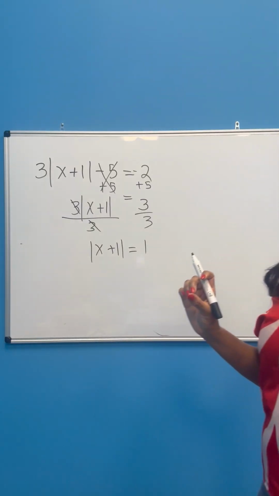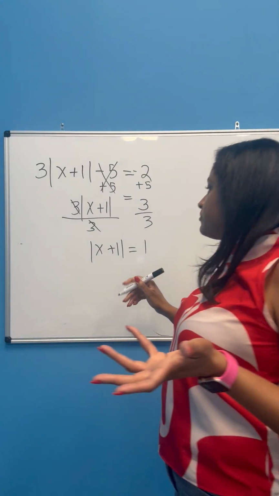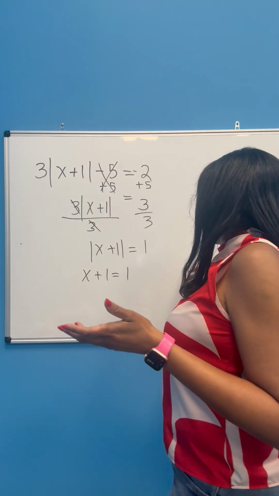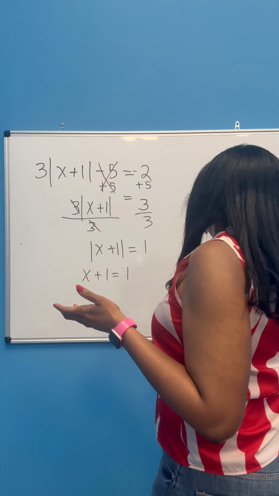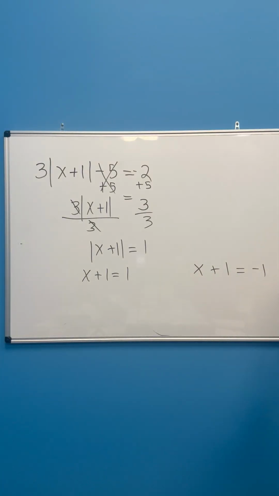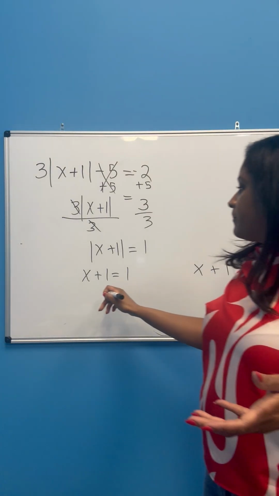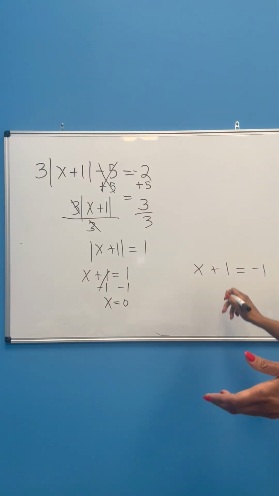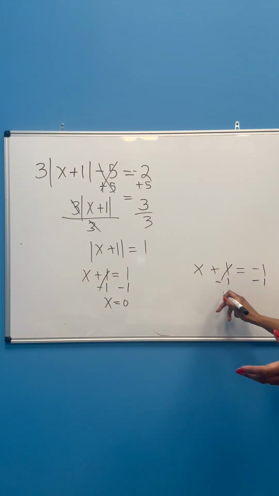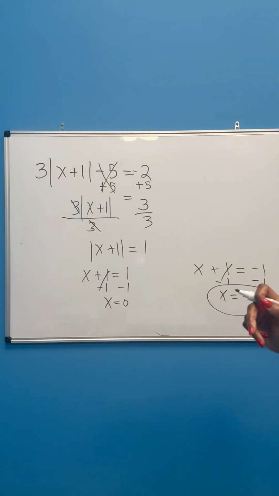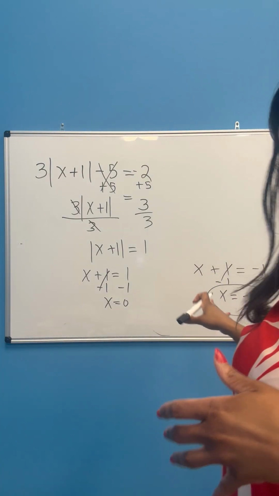Now this is where absolute value deviates from a regular problem. What you do is you set it equal to the positive and the negative value of it. So now you can do minus 1: x equals 0, and x equals negative 2. On the answer choices, 0 is not there, so the answer choice was actually negative 2.